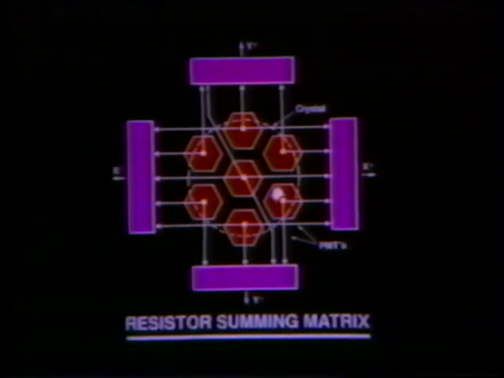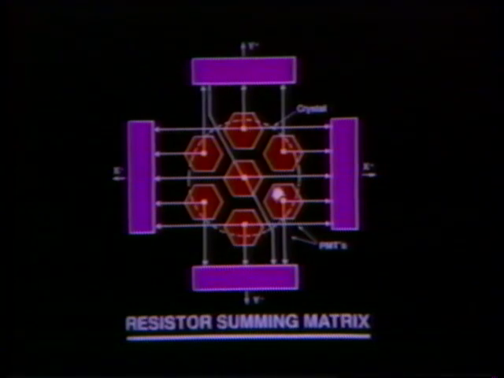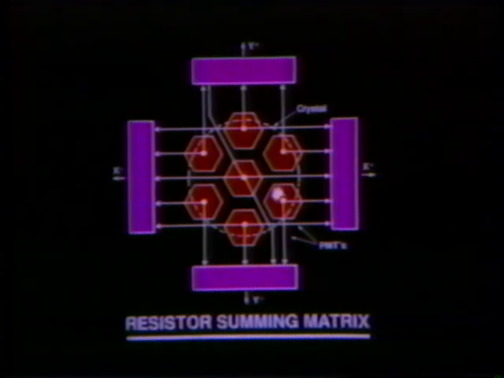The circuit responsible for generating the X and Y positional signals is called a resistor summing matrix. This circuit makes it possible to determine very accurately where the scintillation occurred. In fact, the resistor summing matrix can determine where on the face of an individual PM tube the event occurred.